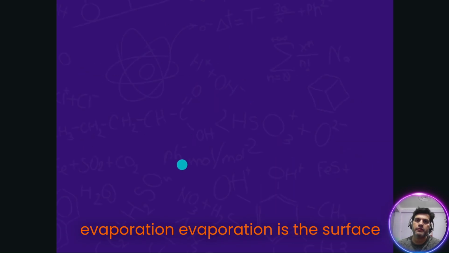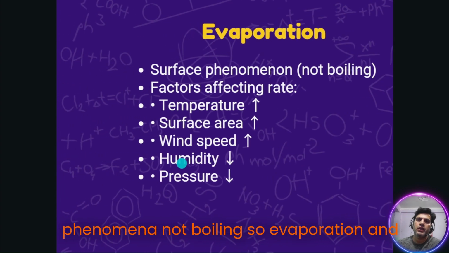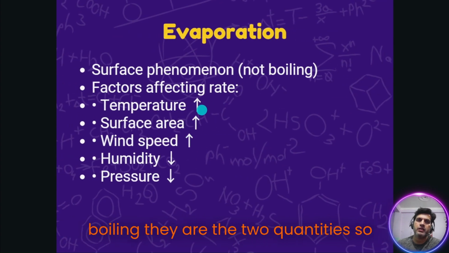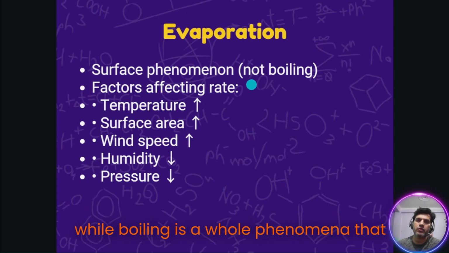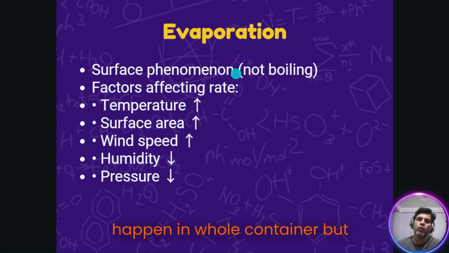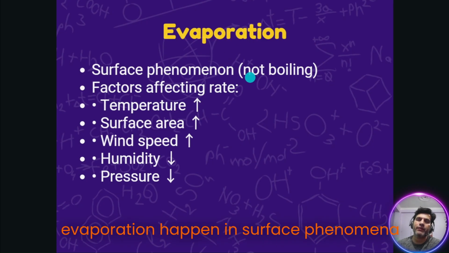Evaporation. Evaporation is a surface phenomenon, not boiling. So evaporation and boiling are two different things. Evaporation is a surface phenomenon, while boiling is a whole phenomenon that happens in the whole container. But evaporation happens at the surface.